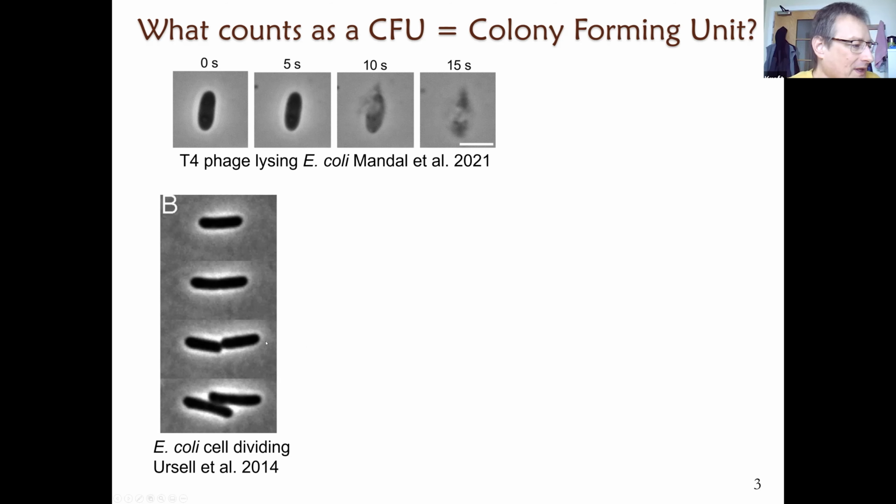So as long as the 2 dividing cells are not completely divided and are held still connected, they will only form 1 colony. So this is 1 colony forming unit. Once the cells are sufficiently separated that during vortexing or mixing, these cells will become completely separated, they will form 2 colonies. So a just dividing cell will only form 1 colony.